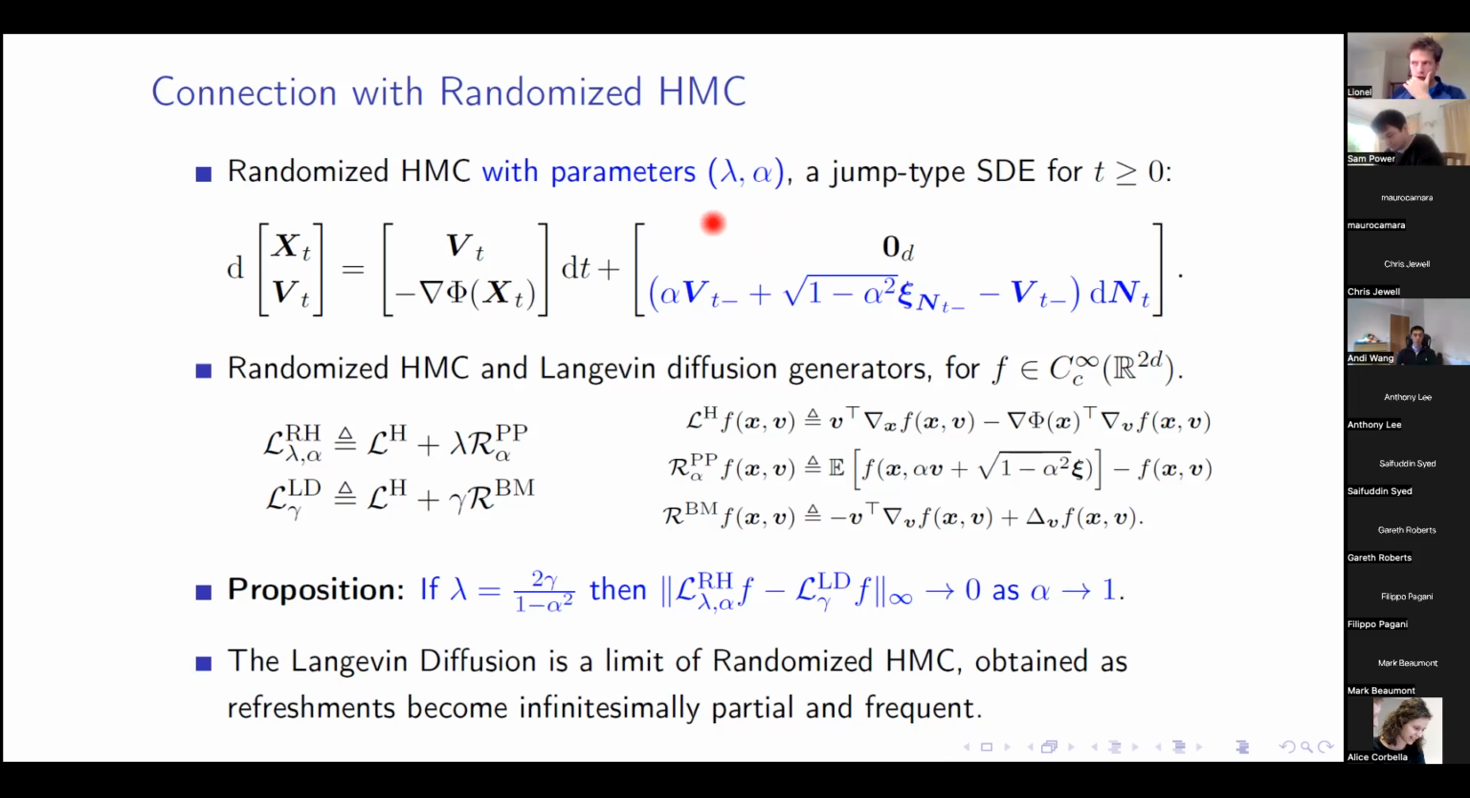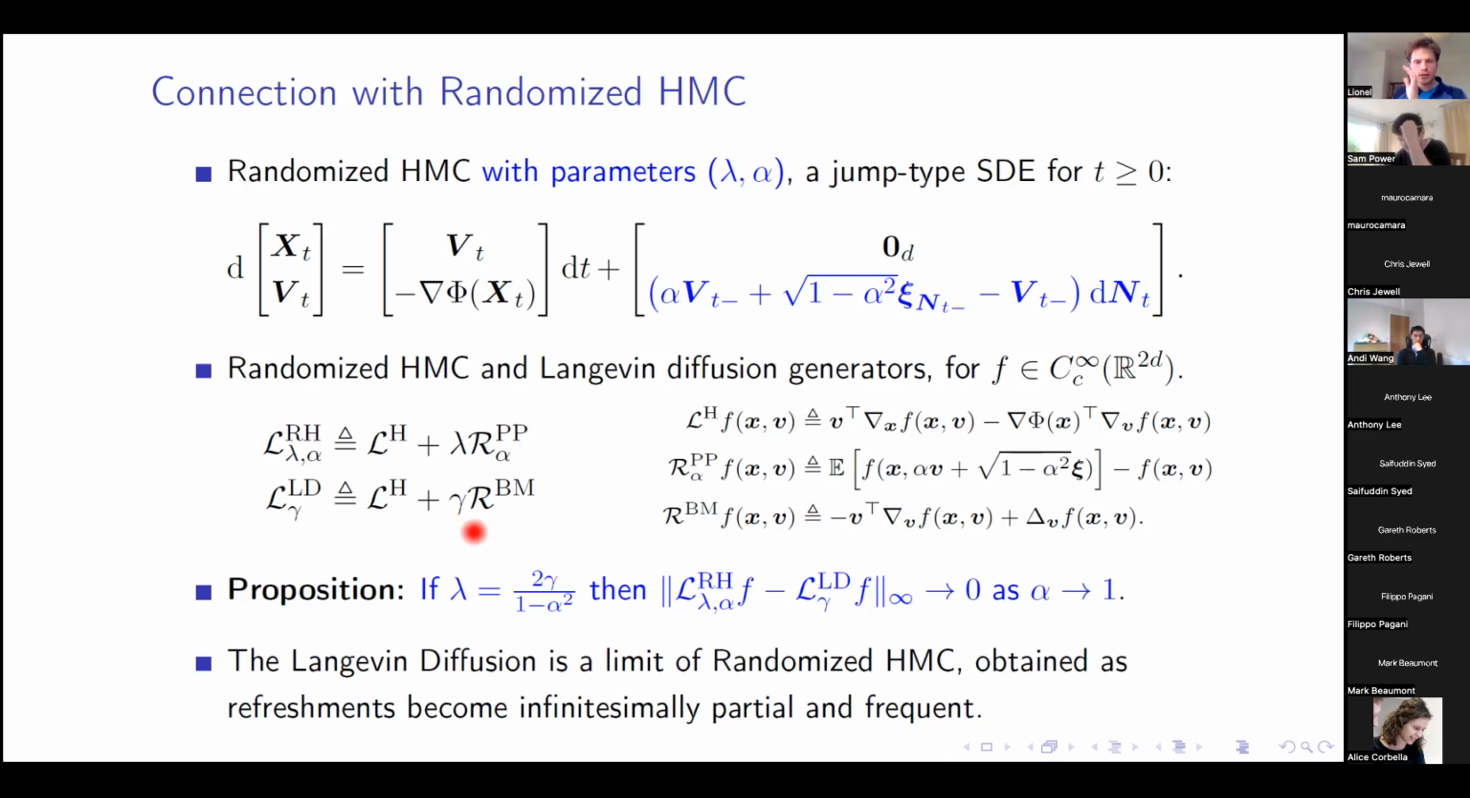Now there is this additional parameter that controls how fast this refreshment occurs. And on the right-hand side, remember, we have this friction or damping parameter for the Langevin diffusion, gamma, that controls how fast the continuous refreshment will occur.